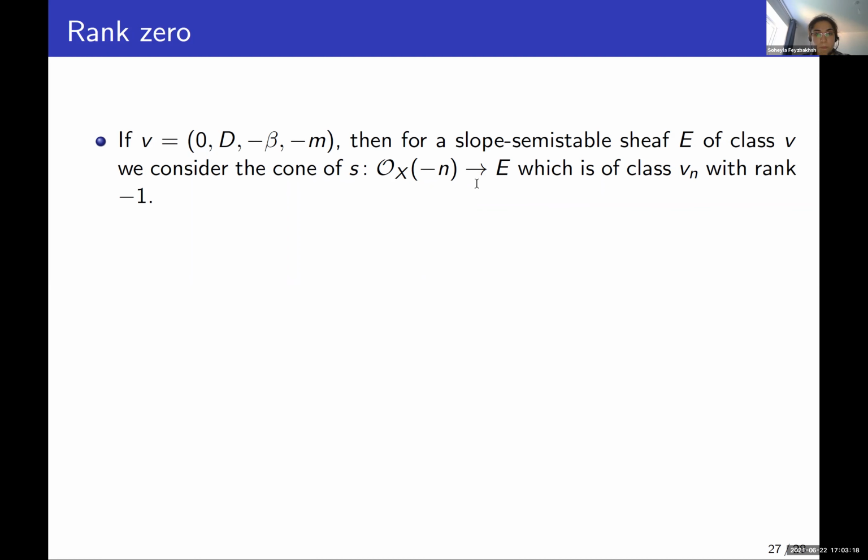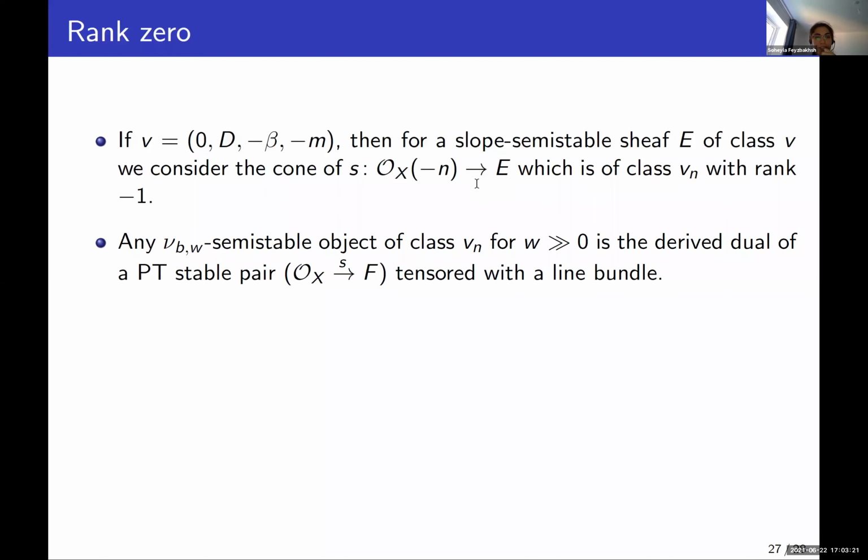And by Toda's result, we know that any new BW semi-stable object of class Vn for W large is the derived dual of PT stable pairs. So these are stable pairs in the sense of Pandharipande-Thomas, and it's just the derived dual of a stable pair tensored with a line bundle. So we know a description of all semi-stable objects in the large volume limit for objects of class Vn.